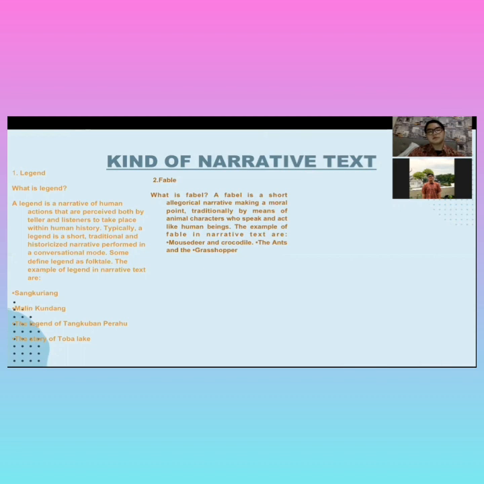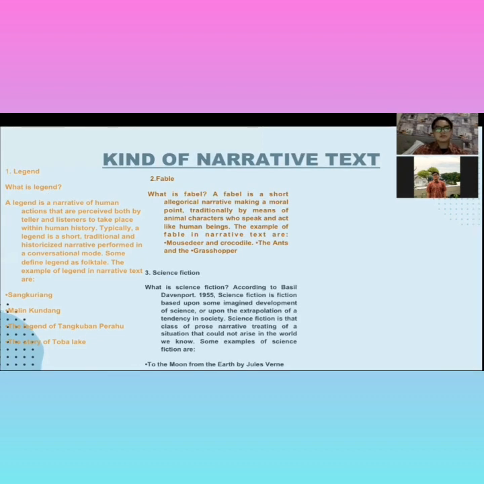Fable. What is fable? A fable is a short allegorical narrative making a moral point, traditionally by means of animal characters who speak and act like human beings. Examples of fable in narrative texts are A. Mouse, deer, and crocodile, and B. The ants and the grasshopper.